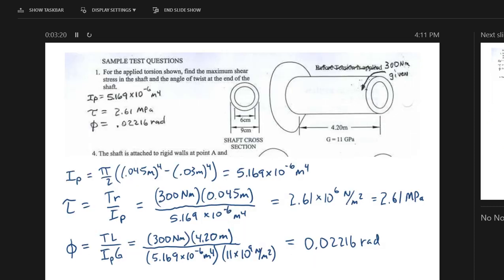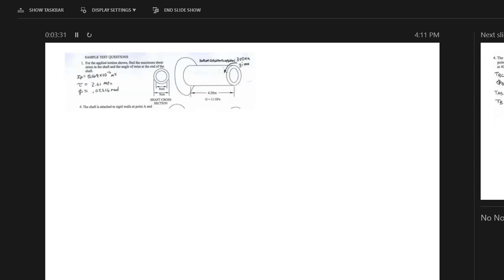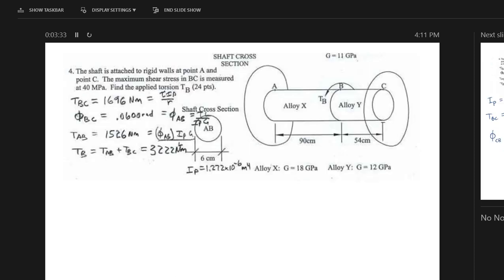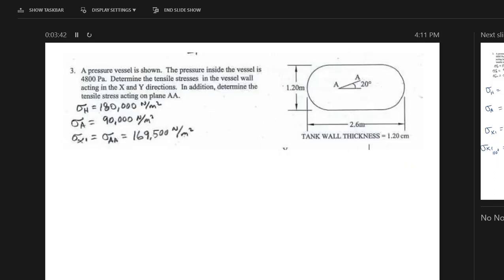So what do we got there? Find the shear stress and the angle of twist. So that's just the basic formulas there. That's kind of an indeterminate torsion problem there, more or less. And then here's one of those pressure vessel, find the stress on a plane kind of things.